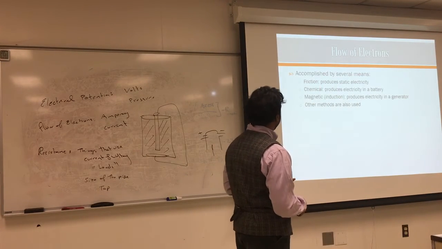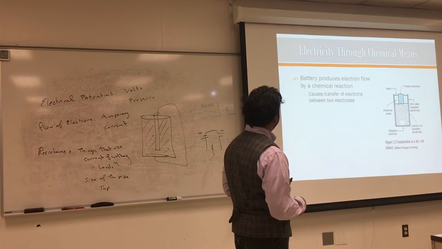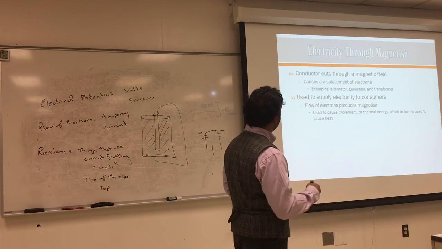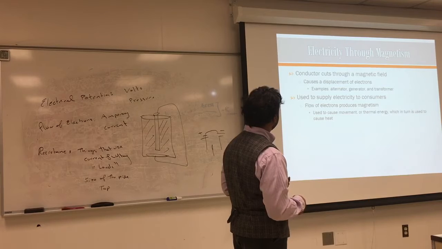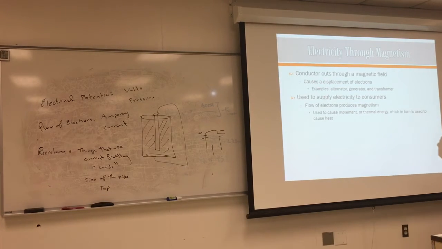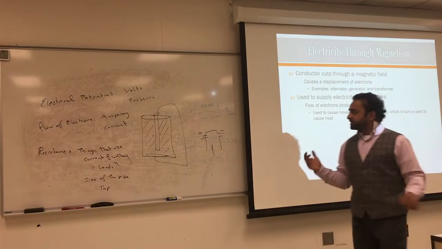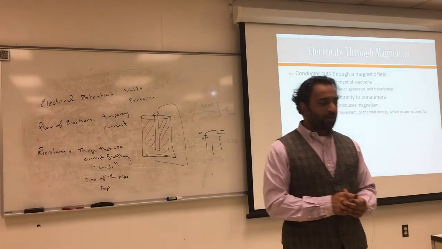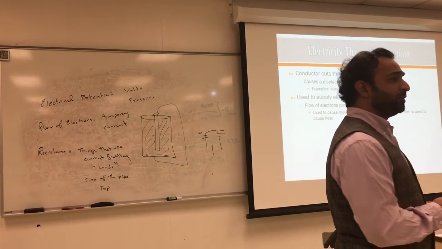We talked about this already. Static, batteries, it's all review. So conductors cutting through a magnetic field cause displacement of electrons. For example, alternator, generator, and transformer. This concept gets a little bit too complicated, but the video will explain to you what that means.